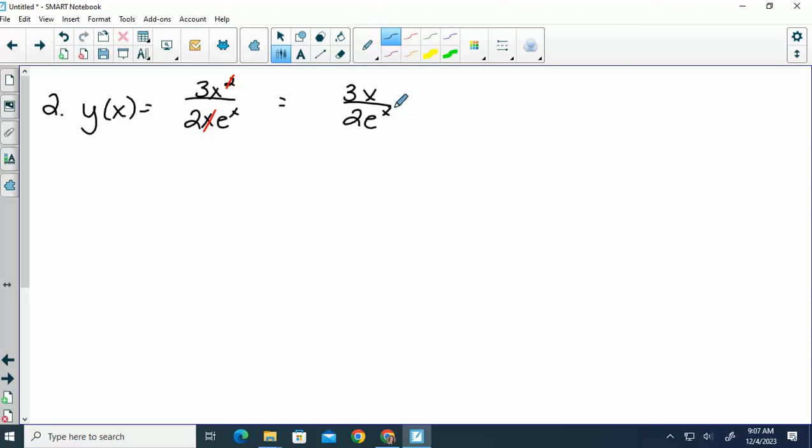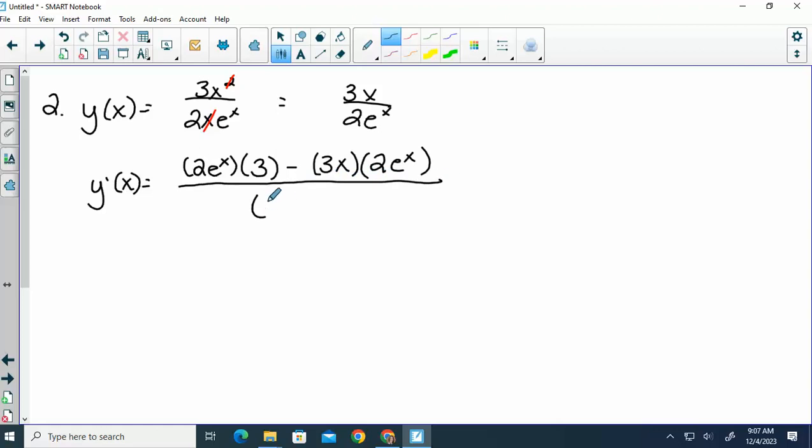So we could do quotient rule from this point. If we wanted, you could also rewrite it with negative exponents. I'm just going to do quotient rule to review that. So quotient rule is low, D high, what's the derivative of 3x? Minus high, D low. 2 is just a coefficient, so it stays. What's the derivative of e to the x? Over low squared.